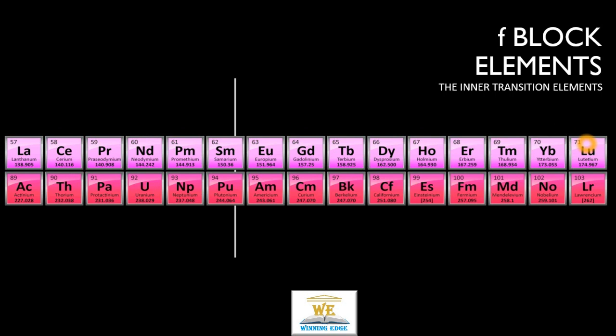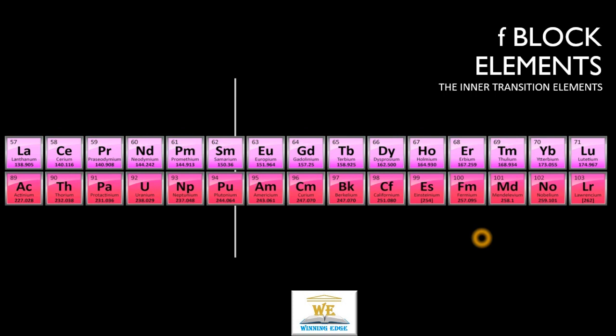lutetium 71. So these are lanthanoids from 57 to 71, actinoids from 89 to 103, like actinium, 90 is thorium, protactinium, 92 uranium, one among the most important elements in the actinoids, neptunium 93, plutonium 94, americium 95, curium 96, berkelium 97, californium 98, einsteinium 99, fermium 100, mendelevium 101, nobelium 102, lawrencium 103.